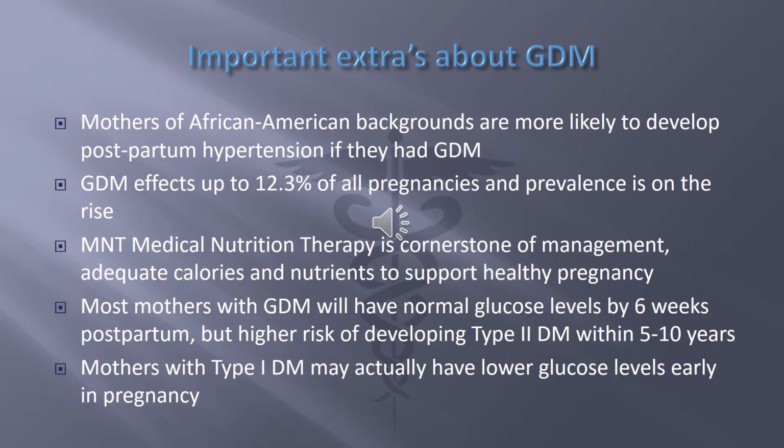Most mothers with gestational diabetes will have normal glucose levels by 6 weeks postpartum, but the risk is higher of developing type 2 diabetes within the next 5 to 10 years. Mothers with type 1 diabetes may actually have lower glucose levels early in their pregnancy.